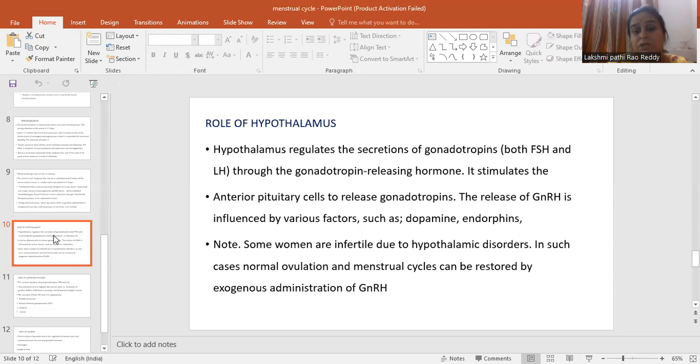The hypothalamus regulates the secretion of gonadotropins, especially both follicle stimulating hormone and luteinizing hormone, which are responsible for follicular development as well as ovulation. Which hormone is responsible for the secretion of gonadotropins? Gonadotropin releasing hormone, which stimulates the anterior pituitary to release gonadotropins. The release of gonadotropin releasing hormone is influenced by various factors, such as dopamine and endorphins.